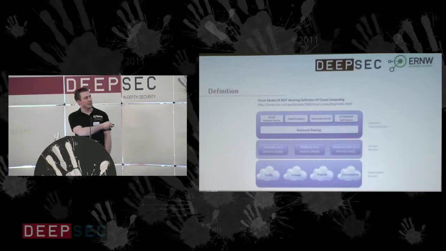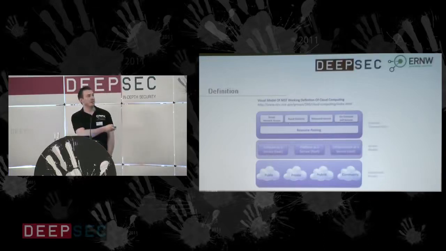So on the left side we have broad network access. I think this is pretty obvious. Your data is hosted in a foreign data center. So both the data center and the client need a broad network connection to be able to access this data in a usable way.